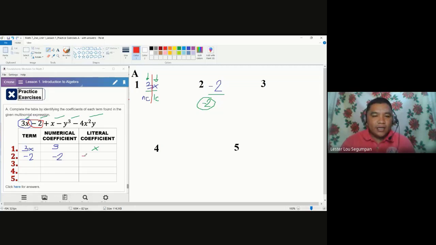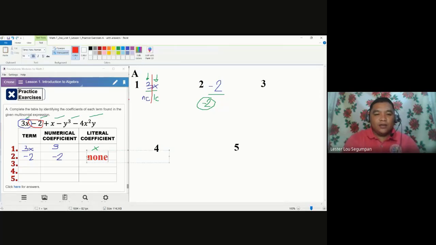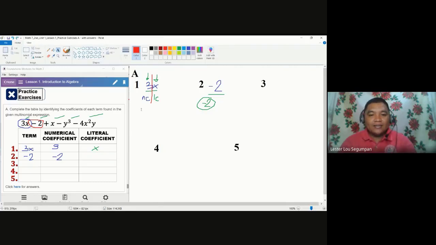So let's just say blank. Do not say, "Sir, none." Because if you say none, you might be saying that there are literal coefficients in terms of n, o, n, e. Again, in algebra, every letter might mean a variable and may mean something else. So instead of saying none, let's simply write a blank right here.